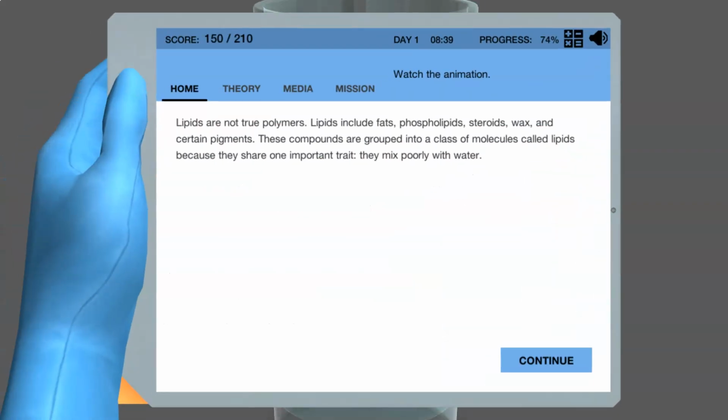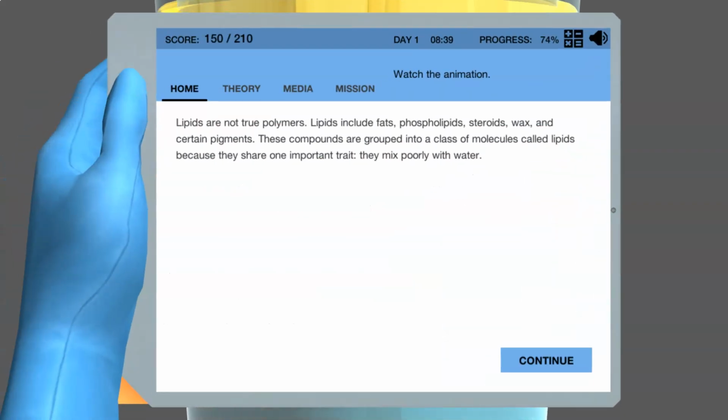Lipids are not true polymers. Lipids include fats, phospholipids, steroids, wax, and certain pigments. These compounds are grouped into a class of molecules called lipids because they share one important trait: they mix poorly with water.